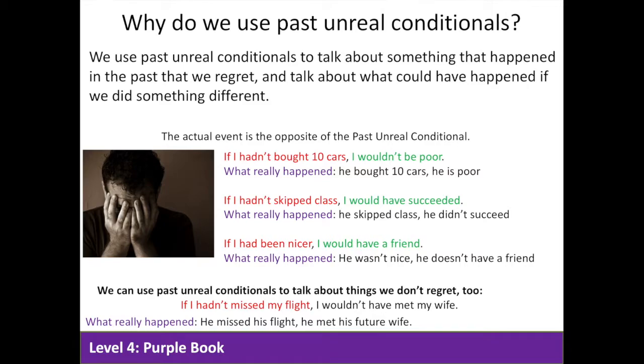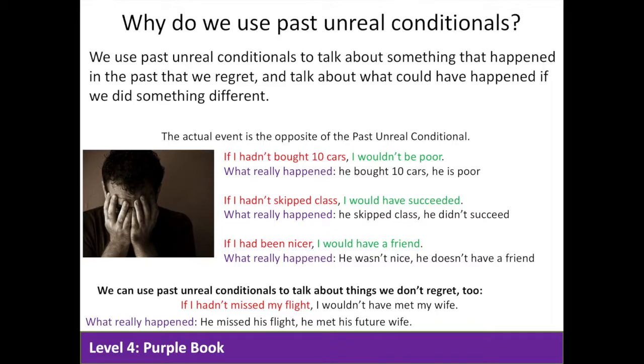Another example, if I hadn't skipped class, I would have succeeded. In this example, he skipped class, so he didn't succeed. Another example, if I had been nicer, I would have a friend. In this example, what really happened was he wasn't nice and he doesn't have a friend.